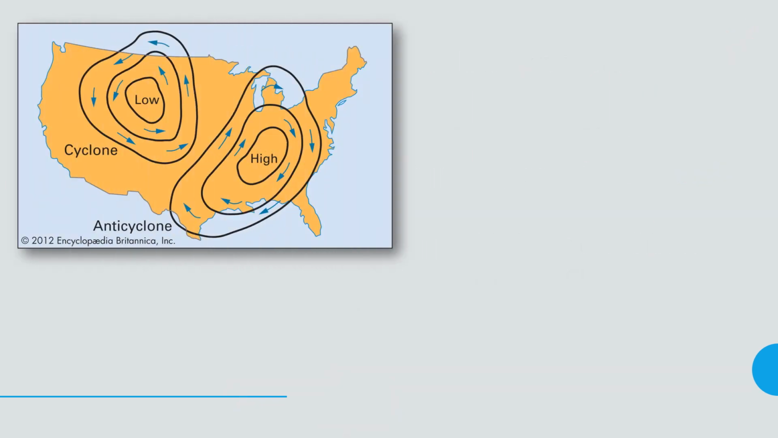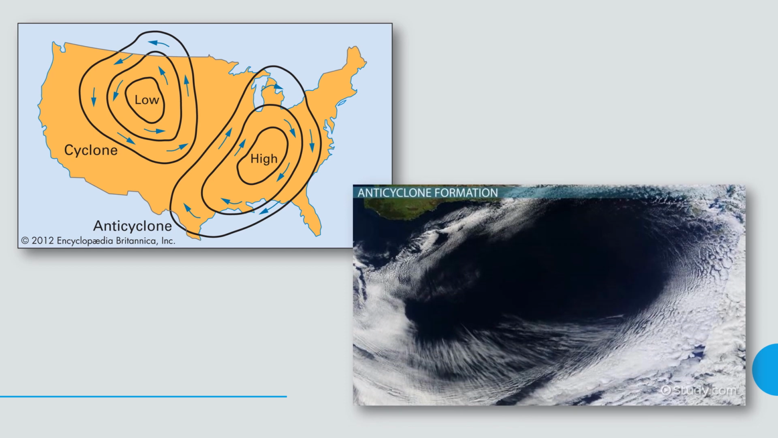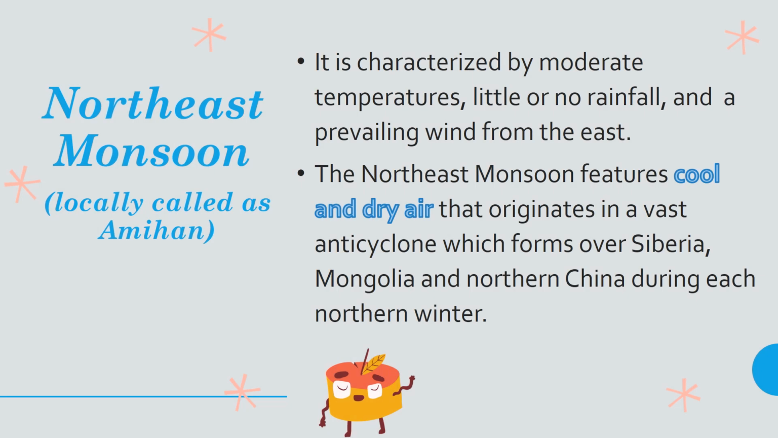What is an anticyclone? An anticyclone is a large-scale circulation of winds around a central region of high atmospheric pressure, moving clockwise in the northern hemisphere and counterclockwise in the southern hemisphere. Now going back, these anticyclones form over Siberia, Mongolia, and northern China during each northern winter.